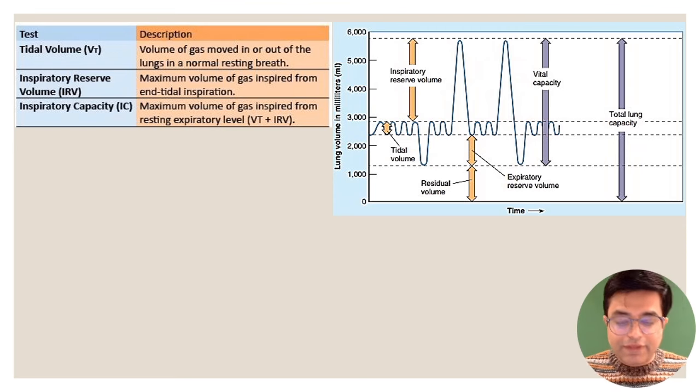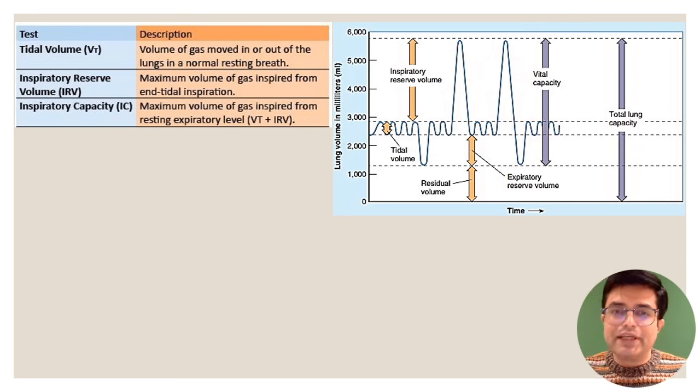Then the third definition is a capacity. It will be a combination of two things. Inspiratory capacity is the maximum volume of gas inspired after a normal expiration or a resting expiration. So inspiratory capacity is a combination of tidal volume along with IRV.